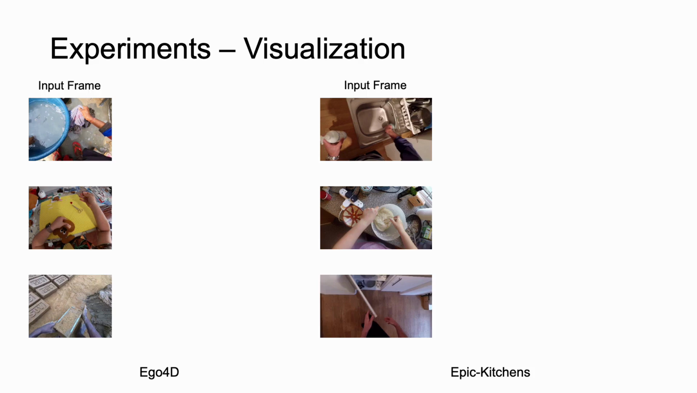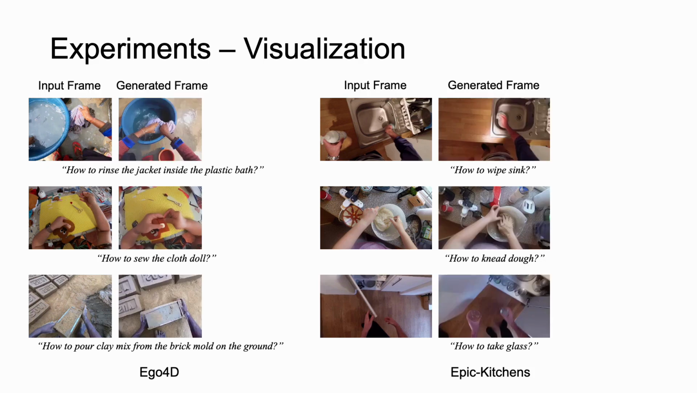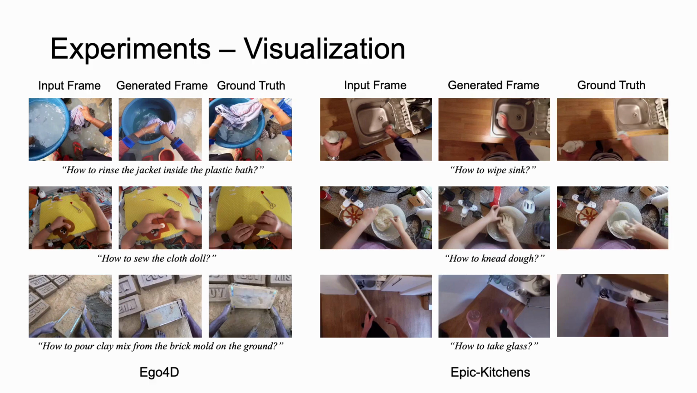Finally, we share some visualization examples from our model. Here are the input frames before the action begins, and the user query asking about how to execute the action. And here are the generated action frames from our model. They semantically align with the user query and preserve most context from the input frames. We finally show the ground truth in our datasets. Our generated frames are very semantically similar to the ground truth, further validating the performance of our model.